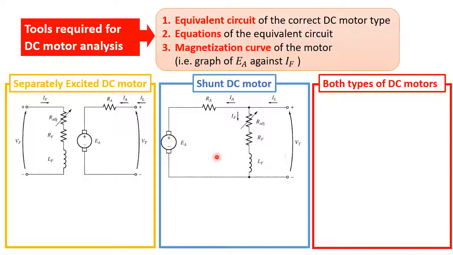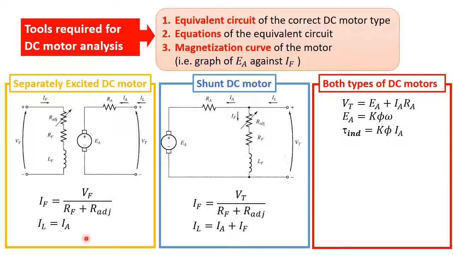Depending on the question, make sure you choose the correct DC motor type and make sure you memorize the correct equivalent circuit. Then we need the equations of the equivalent circuit. For the separately excited DC motor, the field winding is separate to the armature winding, so this is the equation, and the line current is equal to IA in the separately excited DC motor.